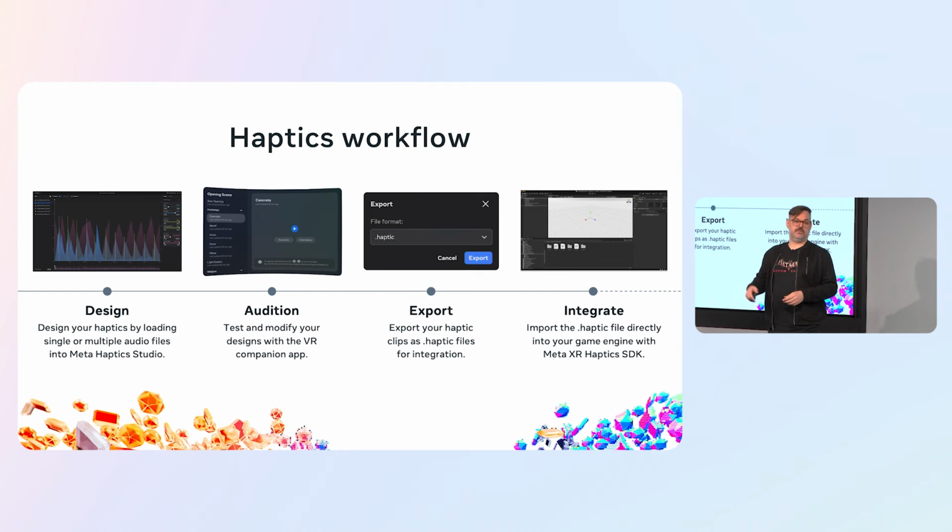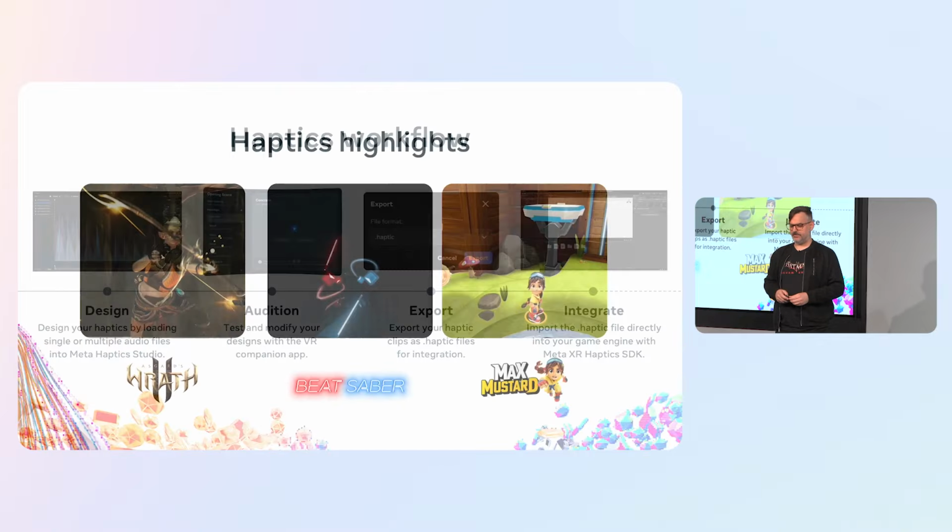Then you can import those haptic files into Unity or Unreal using the Haptics SDK. The Haptics SDK detects controllers automatically and then renders the appropriate haptic for that controller. As you can see, these tools and workflows enhance speed, enable asset reuse, and ensure compatibility across the Quest ecosystem.